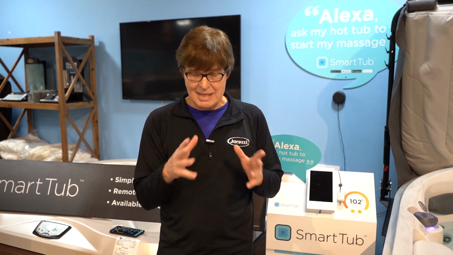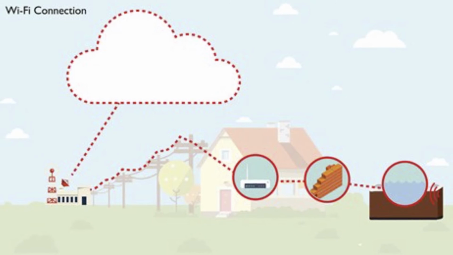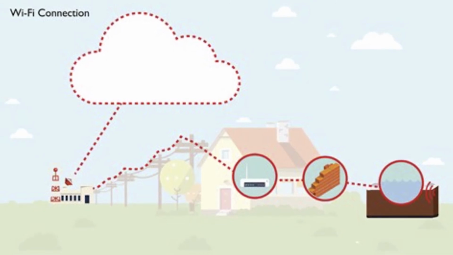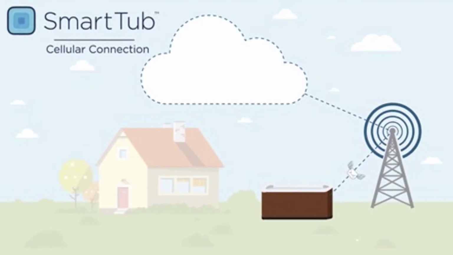Another cool feature of SmartTub is you can control your hot tub using the cell towers. And what that means to you is you don't have to rely on your wireless router to do it. Because if your power goes out, so goes your wireless router. SmartTub uses the cell towers, which rarely go out.